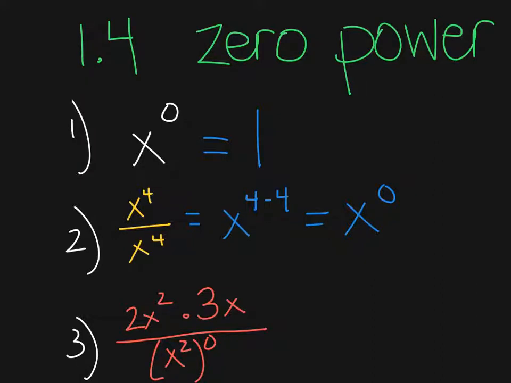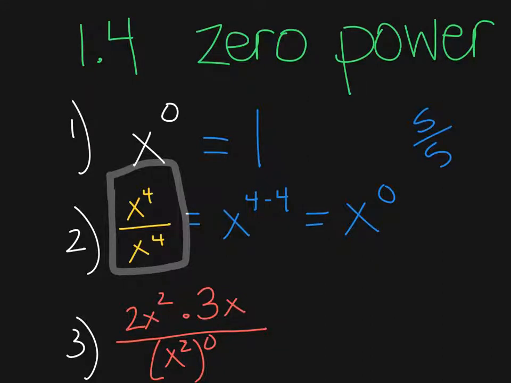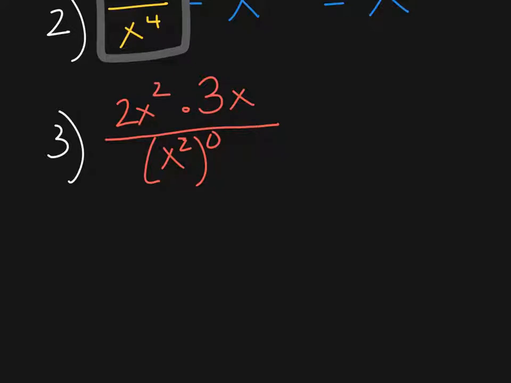But you remember from just general math that this expression is the same on the top as the bottom. Anytime we come across that in math, it equals 1. So like 5 over 5 equals 1. 8 over 8 equals 1. 52 over 52 equals 1. So x to the 4th over x to the 4th, it's the same on the top and the bottom, equals 1. Now let's look at one that's a little more complex.